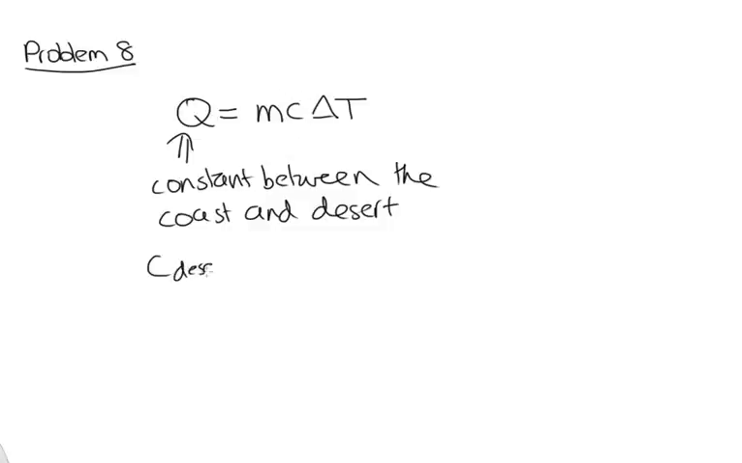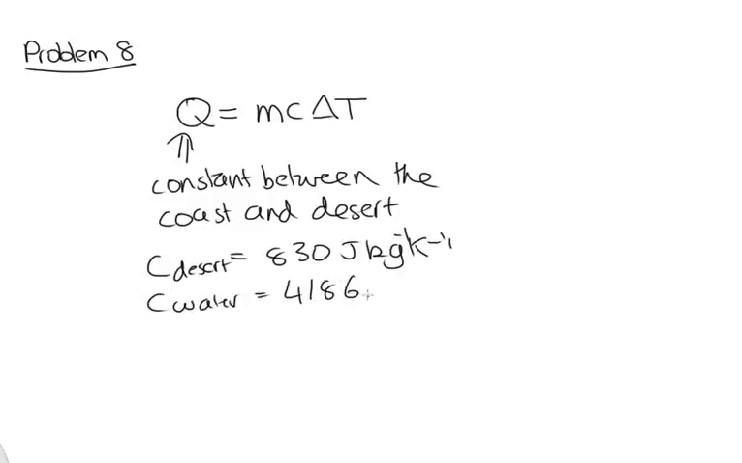And so the specific heats are different. C for the sand which makes up the desert is 830 joules per kilogram per Kelvin, while for water in the coastal regions it's more like 4,186. So this is much smaller in the desert, and so that tells us that the change in temperature is larger in the desert. So the temperature fluctuations between night and day will be much larger in the desert, as the specific heat of the sand making up the desert is much smaller.